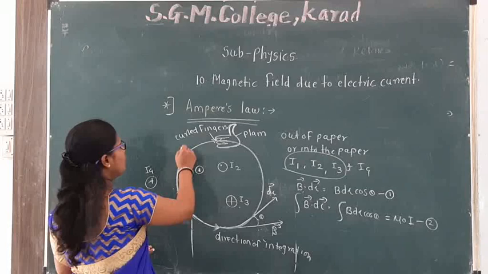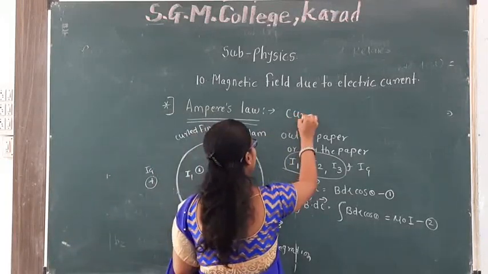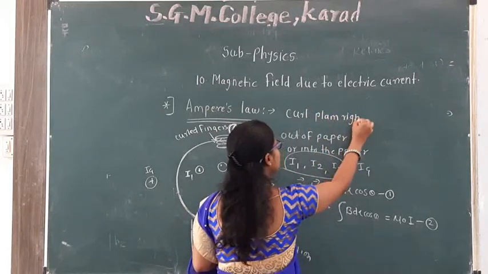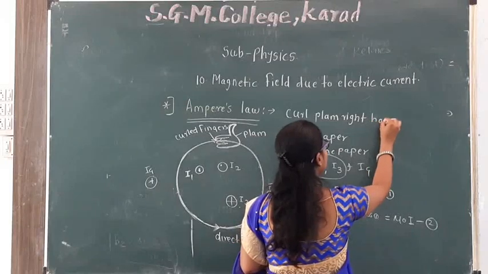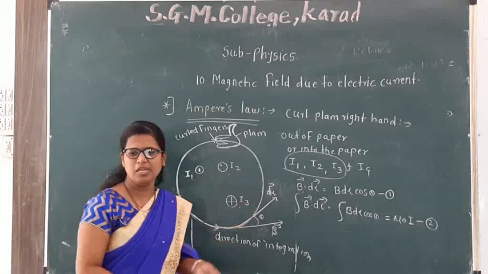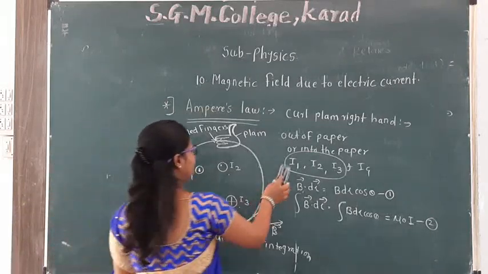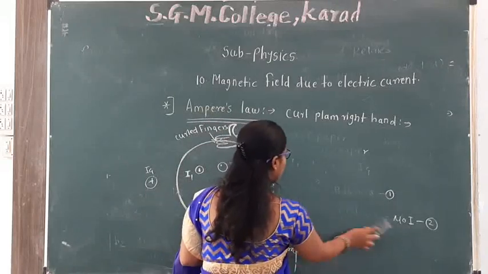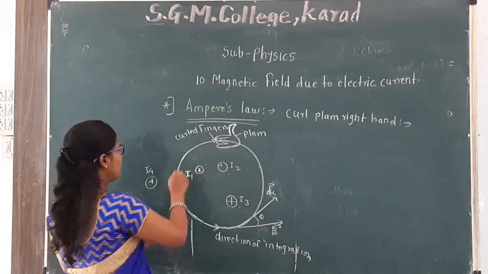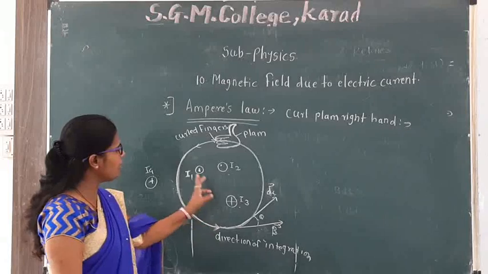Now here we use the curled palm right hand rule. The curled palm right hand rule is used to determine whether the current is positive or negative. Now the distribution of currents: there are four currents, but only three currents are inside the Amperian loop. See here, only three currents are inside the Amperian loop.